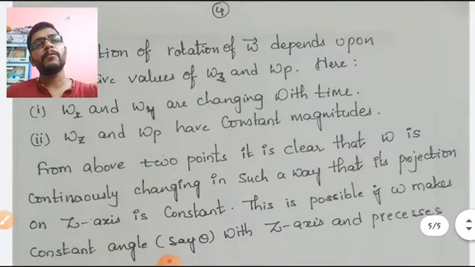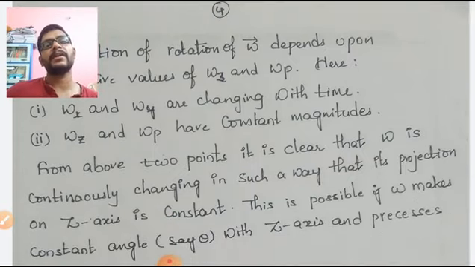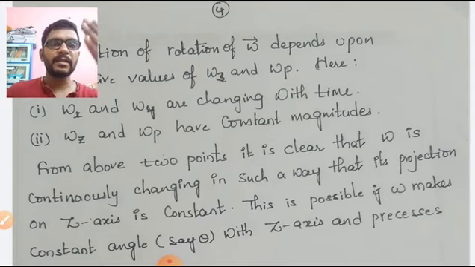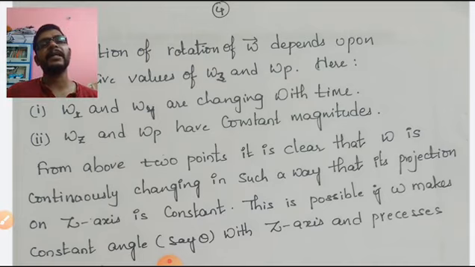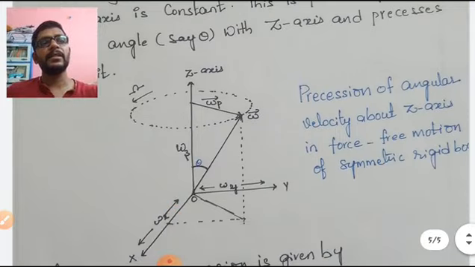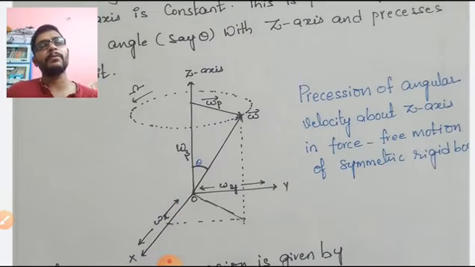From the above two points it is clear that omega p is continuously changing in such a way that its projection on the z axis is constant. Projection on the z axis is constant. Now what happens in this case? The symmetrical top is rotating about an axis, that is the z axis, constantly. This is possible if omega makes a constant angle theta with the z axis and precesses around it. If you observe there, omega bar.